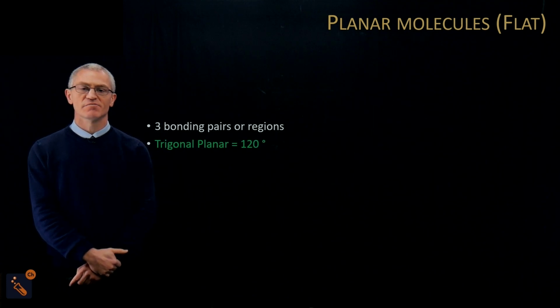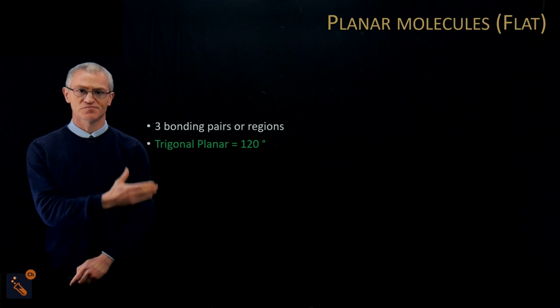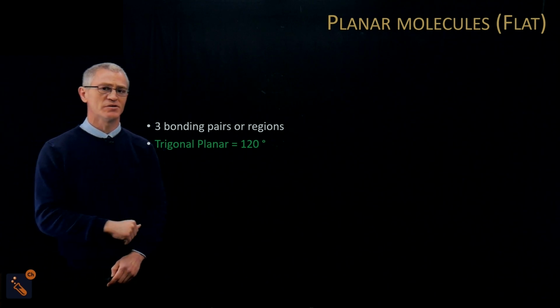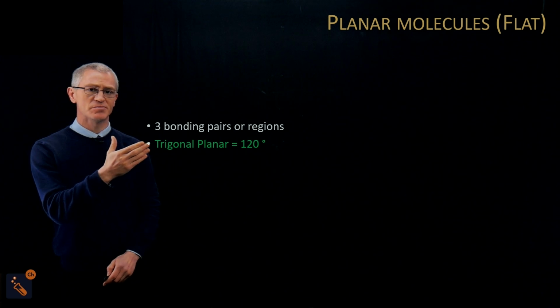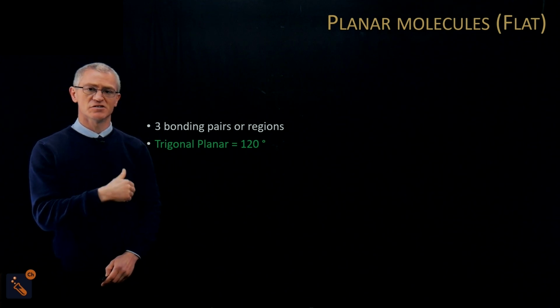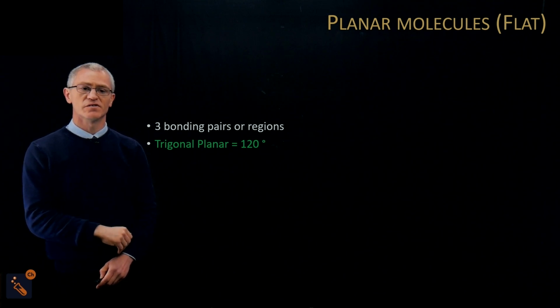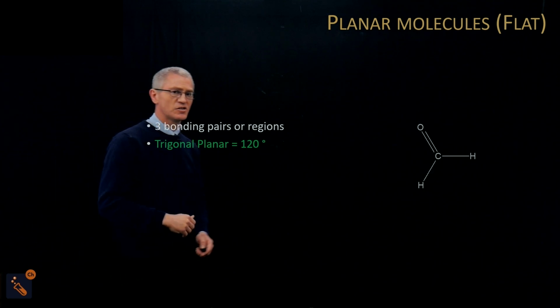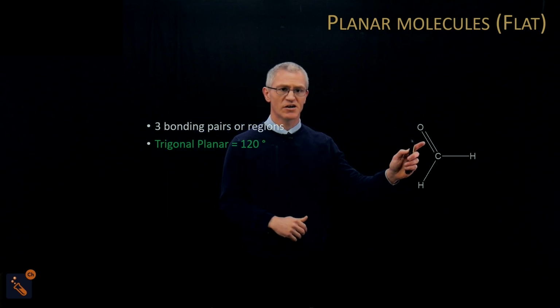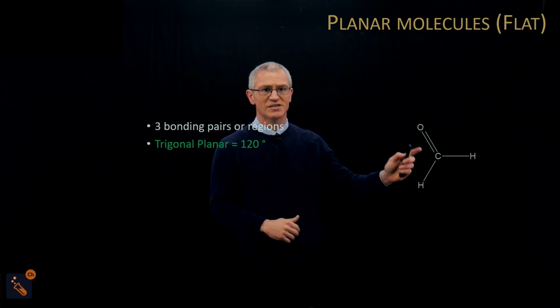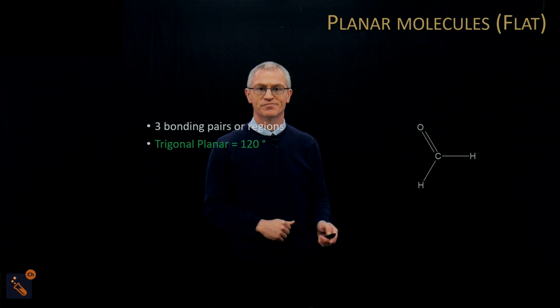Our next bond angle that is flat and planar is trigonal planar. So trigonal planar is 120 degrees, and it's 3 bonding pairs or regions essentially. So 3 regions of electrons or 3 bonding pairs of electrons. I've done this a little bit quicker here, and you see over here, you may recognize this as an aldehyde. This is methanal.